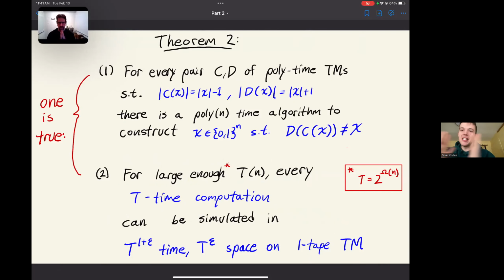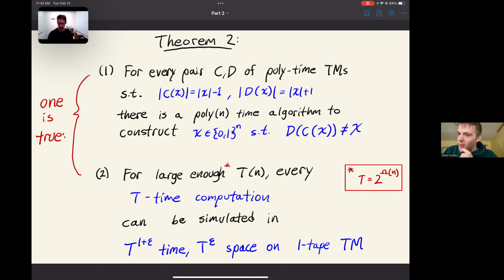So, restating this in a way that's a little more consistent with our proof, we're going to show that one of the following is true. Either, like I said at the top, for every compression scheme, there's an efficient deterministic algorithm that can produce an incompressible string. Or, if this fails, then for sufficiently large time bounds T(n), every T(n) time computation can be simulated in T(n)^(1+epsilon) time and T^epsilon space on a one-tape Turing machine. And we're going to be able to do this for arbitrarily small epsilon.